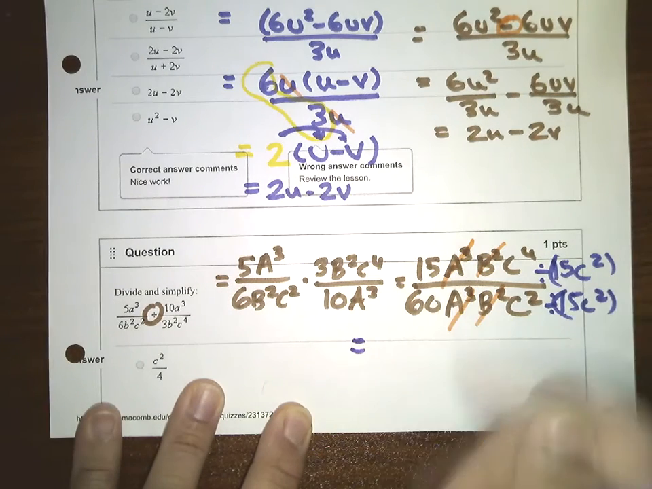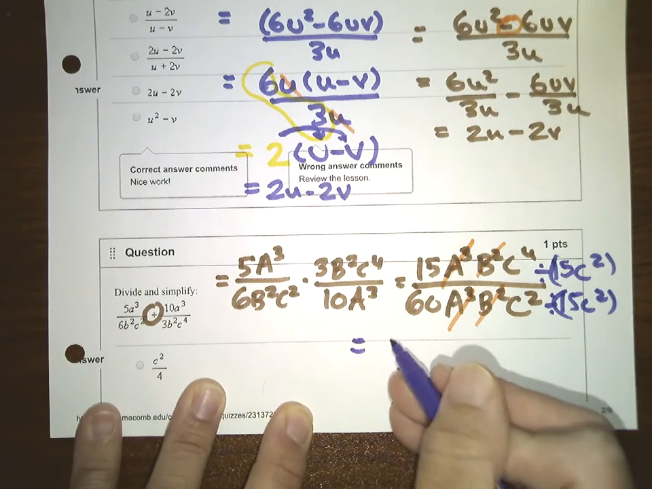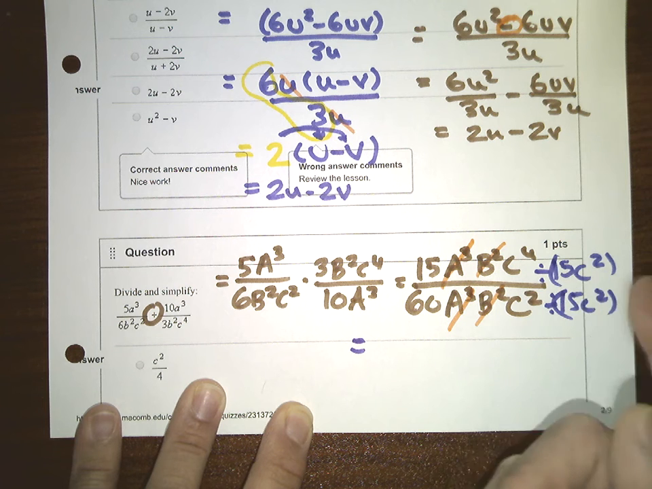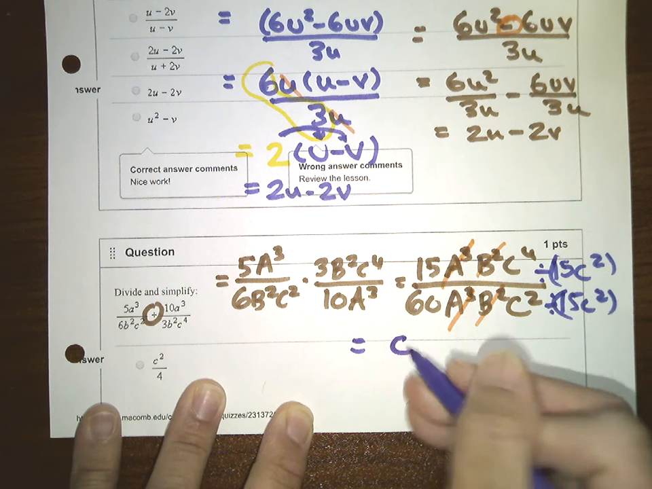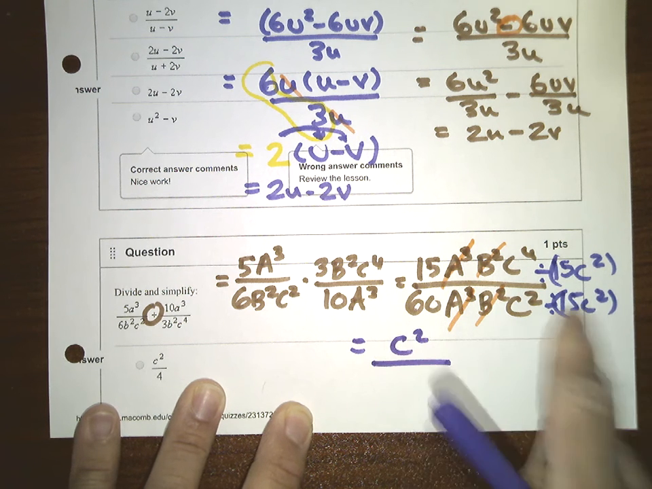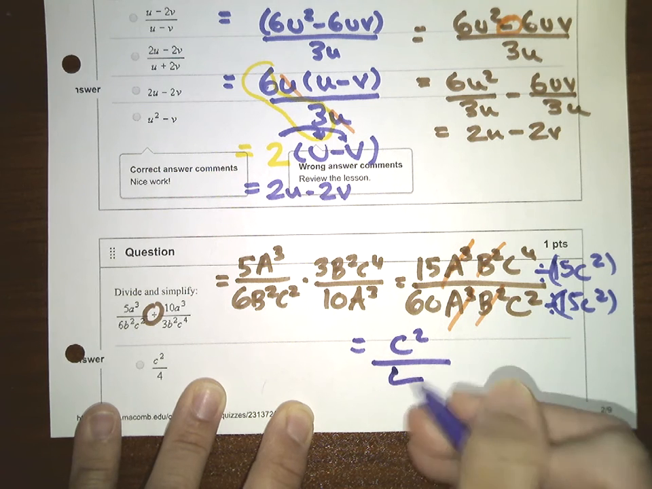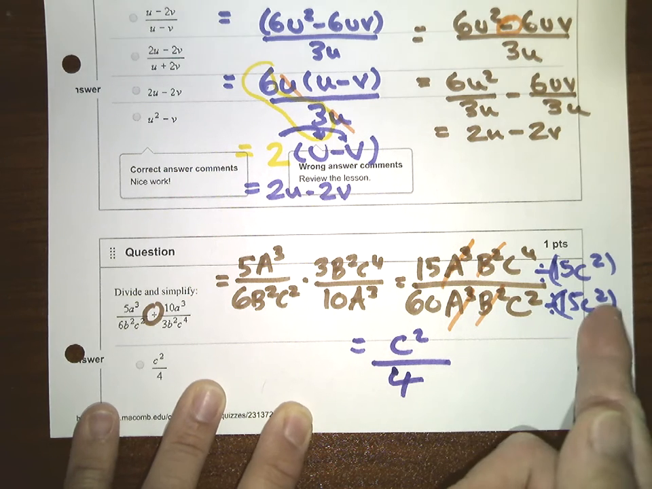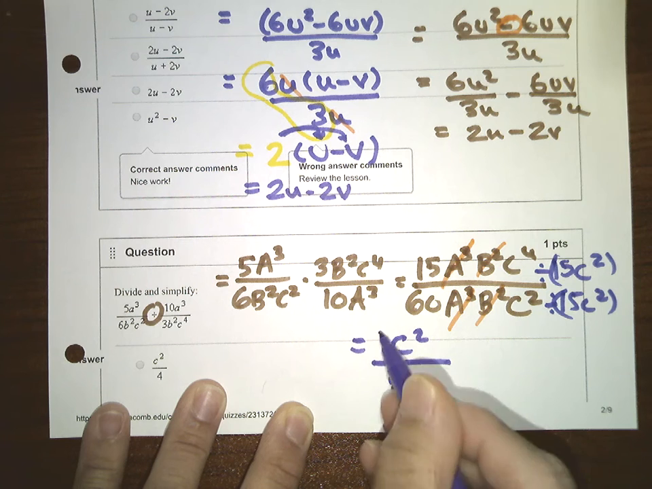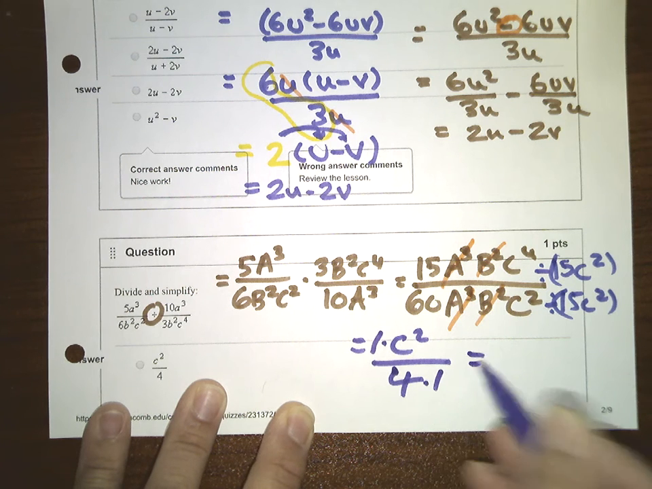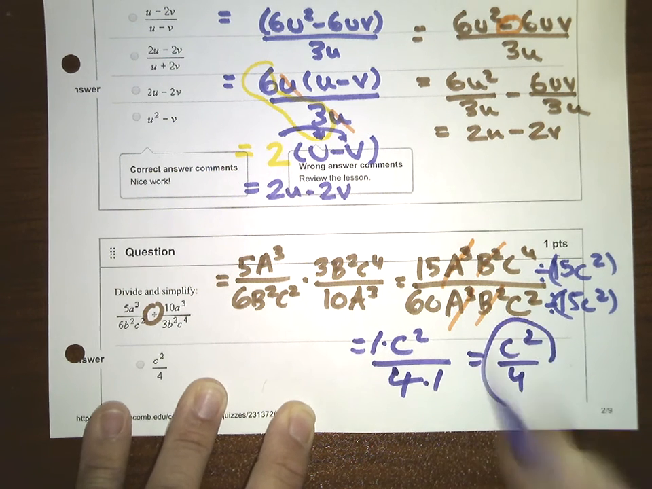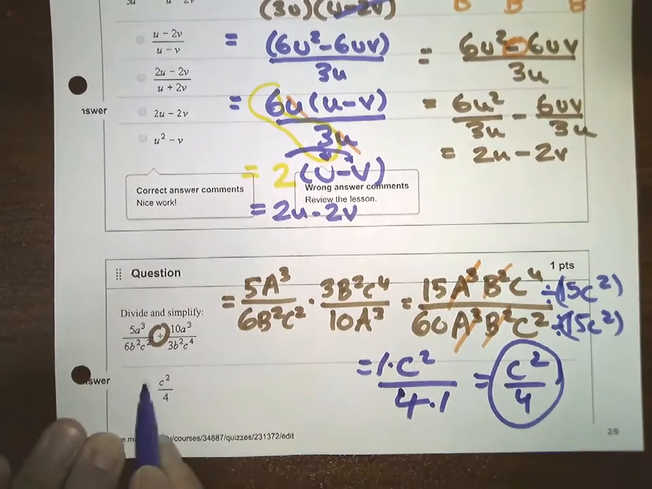So I have 15 divided by 15 is 1, and then c to the fourth divided by c squared is c squared, and then 60 divided by 15 is 4, and c squared divided by c squared is 1. So I'm left with just 1 times c squared, and 4 times 1, or just c squared over 4. What a time to be alive.